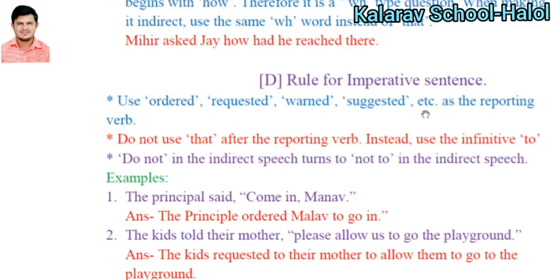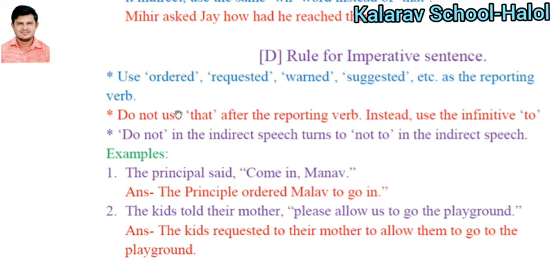Rule for the imperative sentence. Which are the rules to transform an imperative sentence into indirect speech? Use ordered, requested, warned, suggested, etc. as the reporting verb. Do not use that after the reporting verb. After the reporting verb, you can't use the conjunction that. Instead of that, you can use the infinitive to. If the direct speech has do not, meaning a negative sentence, it turns into not to in the indirect speech. If you transform a do not type sentence into indirect speech, it will change to not to.